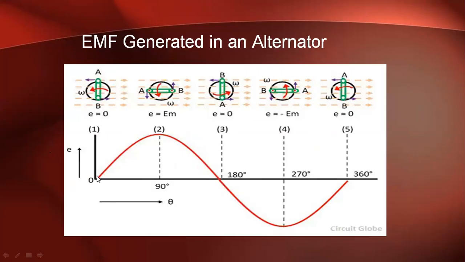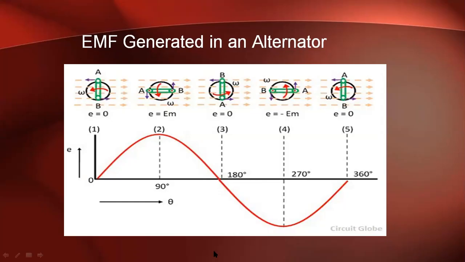In position 1, as the flux and the conductors are in parallel, the EMF induced is 0. In position 2, the flux linkages are maximum, hence the EMF is maximum. Again, in the third position, the EMF is 0. In the fourth position, the EMF is maximum, but in the opposite direction, as you can see here. And in the last position, again this position is the same as the first position. I think you can understand.